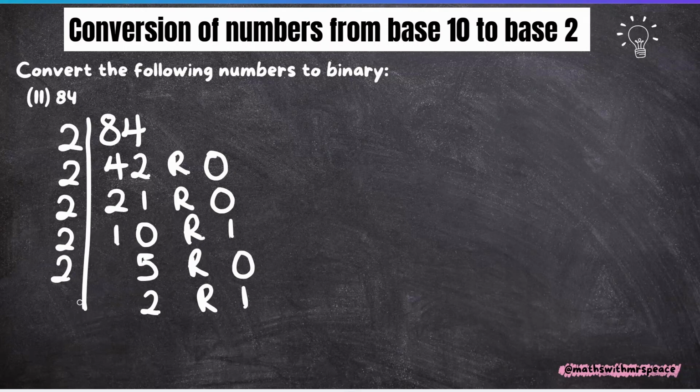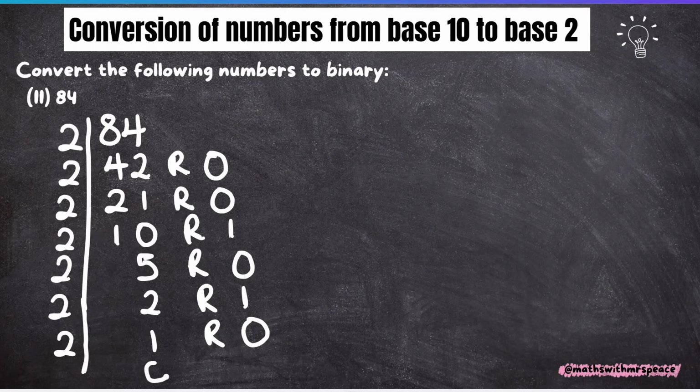I'm going to extend this line down a bit. And then we'll do 2 divided by 2, which will give us 1, remainder 0. And then finally we'll do 1 divided by 2. Anytime you get to 1 and you divide it by 2, just know you're going to get 0 and remainder 1. And when you get to 0, you can stop. Also, remember that we take our answers from bottom to top.